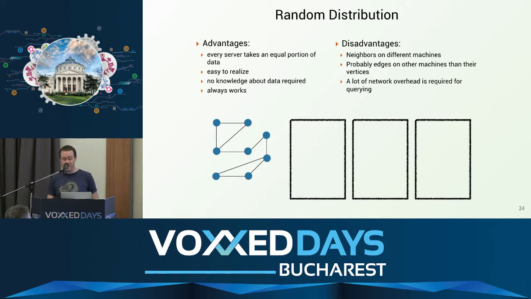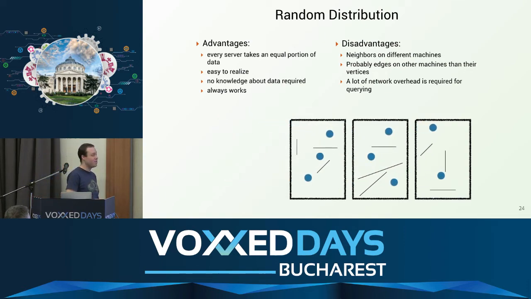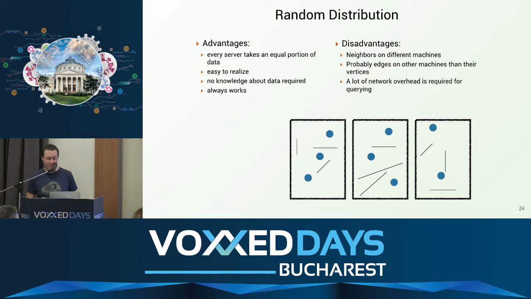But the disadvantage is, in most cases, the neighbors are on different machines. You do not have any knowledge whether the neighbor is actually local or not. Probably the edges are on other machines than their vertices, even worse. And that means a lot of network overhead is required for querying. So that is the price you pay if you go for random distribution. Because if we do random distribution and we have the graph on the left-hand side and our 3 servers on the right-hand side, the graph looks like this. So you have no idea how it actually looks in the original. No chance to recompute it by hand.